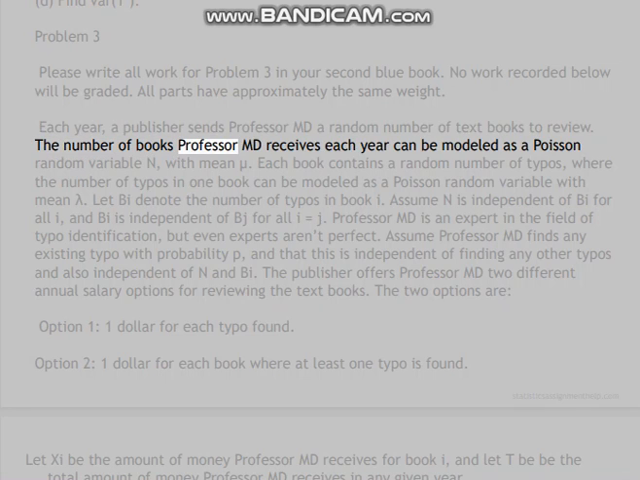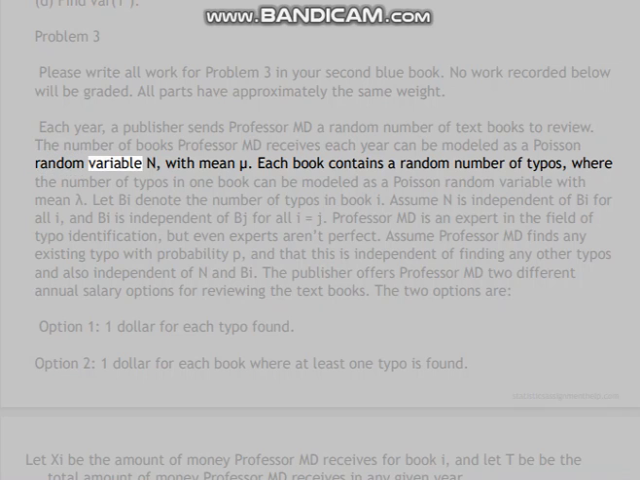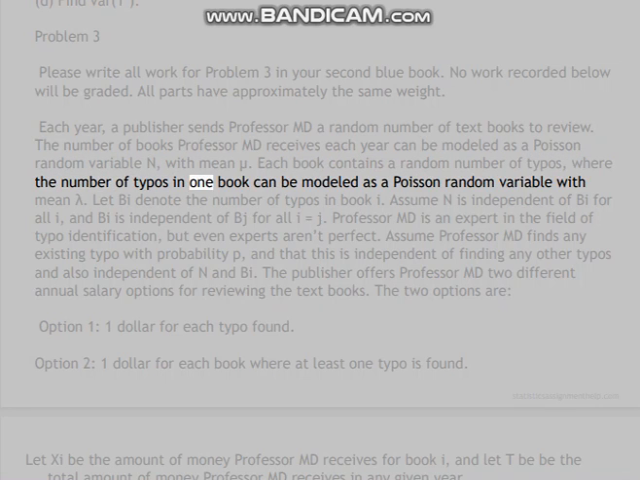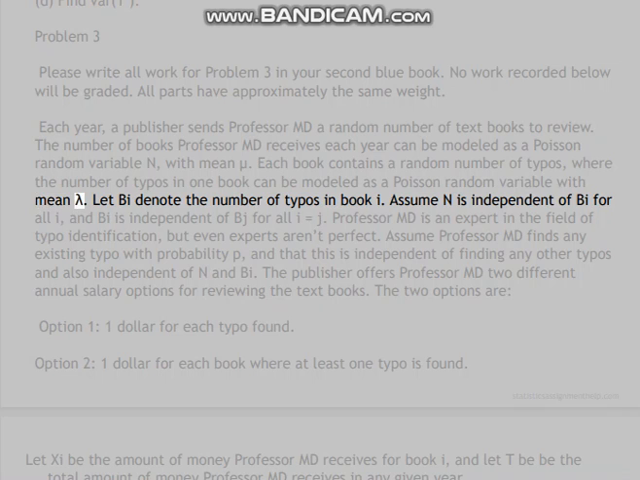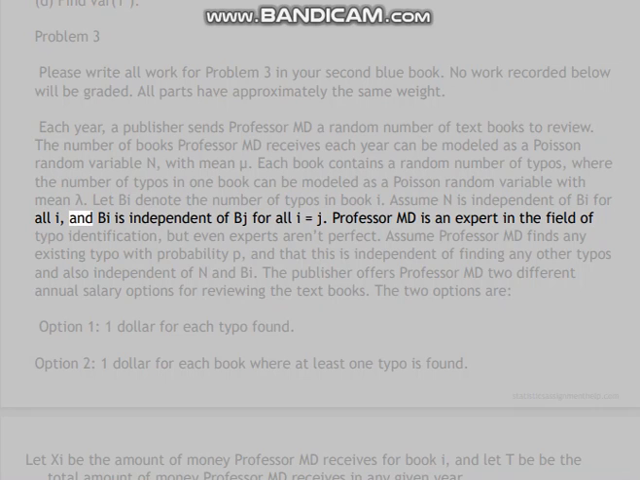The number of books Professor MD receives each year can be modeled as a Poisson random variable n, with mean. Each book contains a random number of typos, where the number of typos in one book can be modeled as a Poisson random variable with mean lambda. Let bi denote the number of typos in book i, assume n is independent of bi for all i, and bi is independent of bj for all i not equal to j.